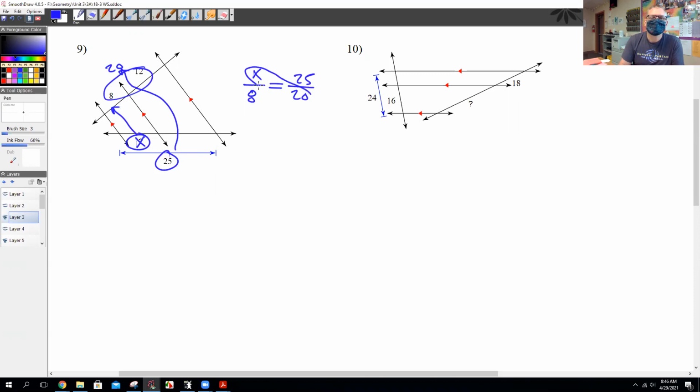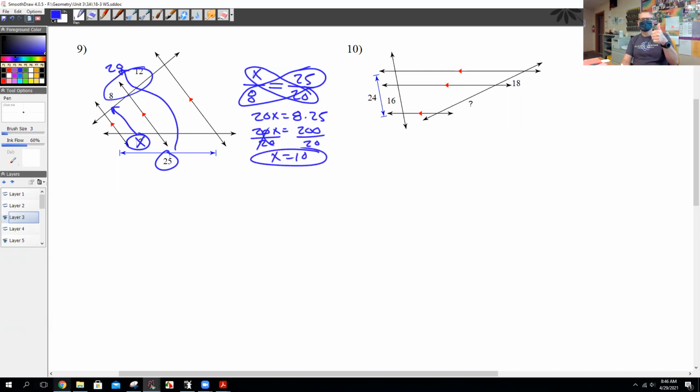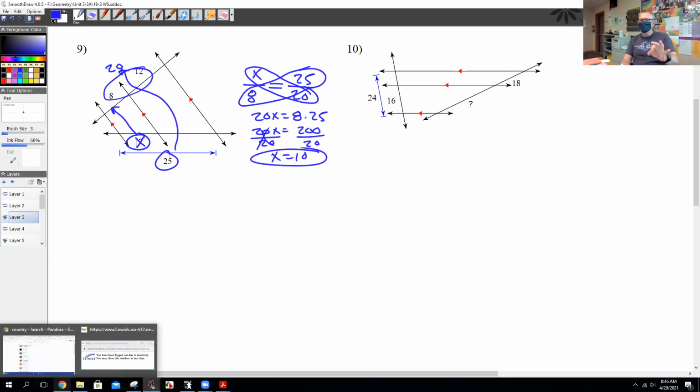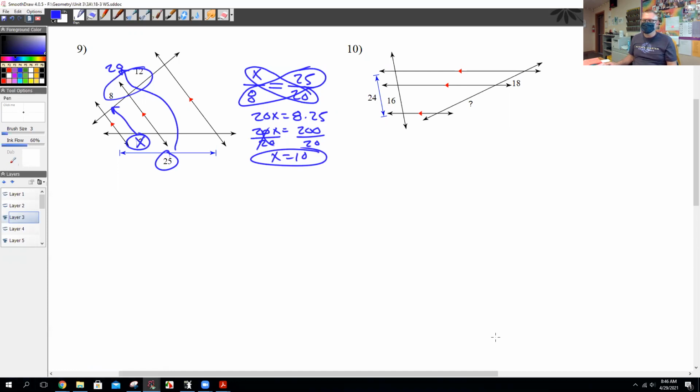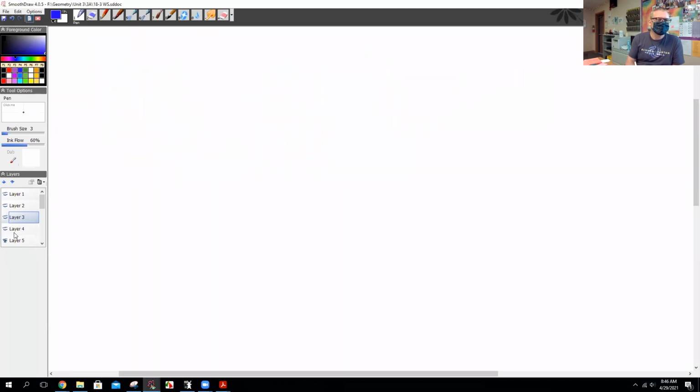So 20x equals 8 times 25. Let's see, 8 times 25, I think is 200, isn't it? Divide both sides by 20. And we get that x is 10. Good. Still doing okay? Any questions out there at all in our Zoom? You guys feeling okay? I'm not seeing anything in the chat, so I'm thinking that you guys are doing all right. Okay. Last one.